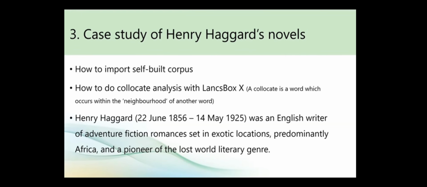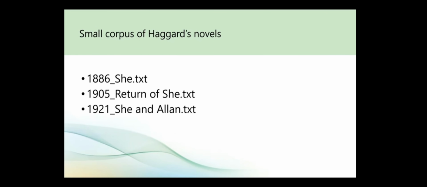Henry Haggard was an English writer of adventure fiction romances set in exotic locations, predominantly Africa, and he is also a pioneer of the Lost World literary genre. He is most famous for his Ayesha series. In this demonstration, I only use 3 of the most famous texts of Henry Haggard. The larger the corpus, the longer it takes to import it. Now let's begin from the first step.